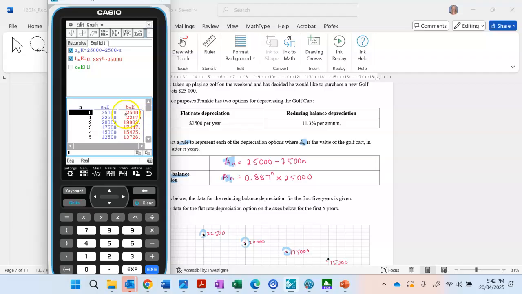All right, so here's the values for the flat rate. You can see that's what I've plotted. And then for the reducing balance, so you can make comparisons between the two numbers. They're worth the same amount initially. After 1 year, flat rate gives you a better value of the golf cart, and then same for second year. Third year, just slightly higher, by $53. But then after the third year, reducing balance gives you more money.